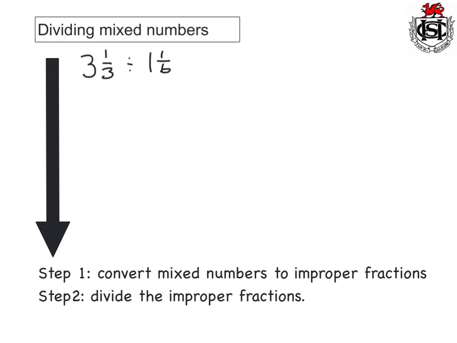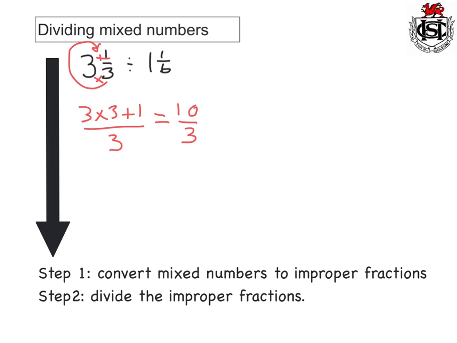This question is very similar to the previous. We need to convert the mixed numbers into improper fractions and then divide those as we would with normal fractions. So let's start off by converting 3 1/3 into an improper fraction. We multiply and then add. So we get 3 times 3, add 1 as the numerator, and then 3 as the denominator because it stays the same. 3 times 3 is 9, and the 1 is 10, still over 3.